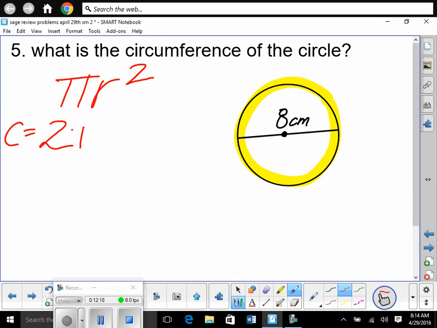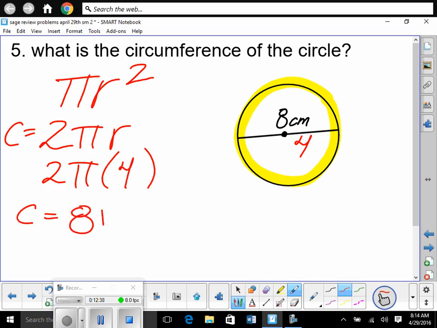Circumference of a circle is 2 pi times the radius. So what's my radius? 4. Okay, you're right. So we have a 2, a pi, and a 4 centimeters. Let's just put 4. We'll put centimeters in our final answer. We always want to leave our answers in terms of pi, right? So what would my answer be? 8 pi's. Very good.